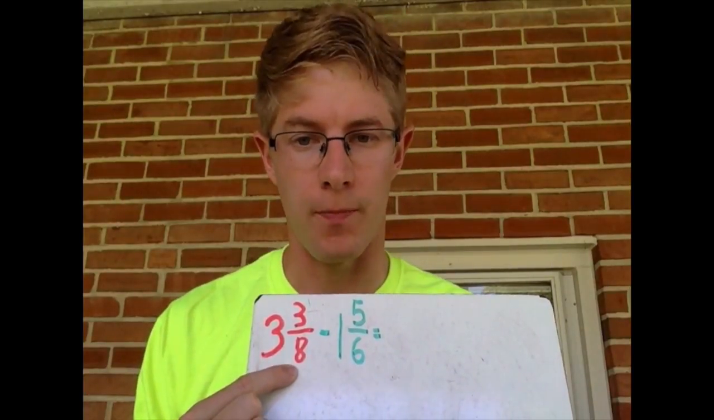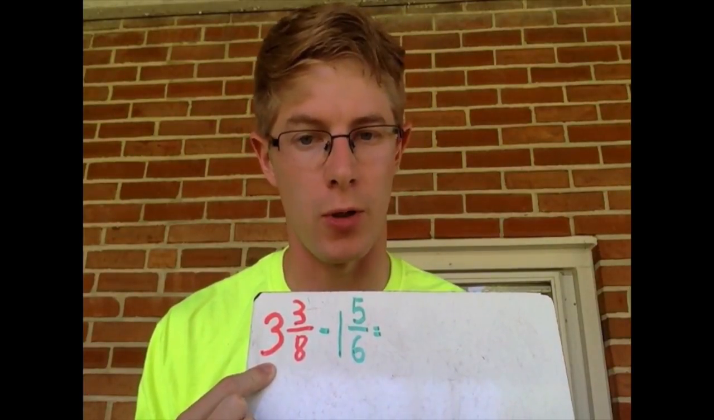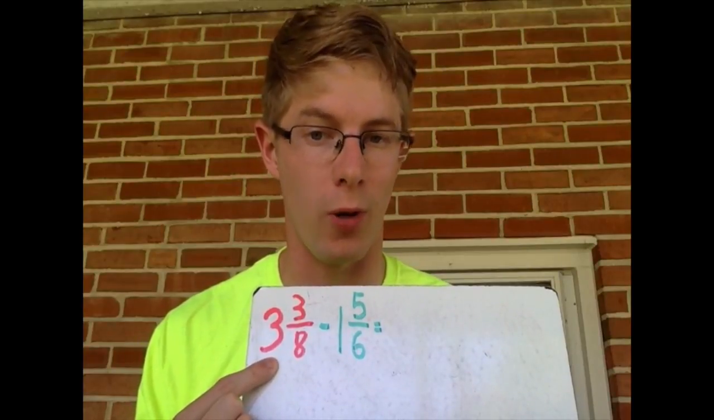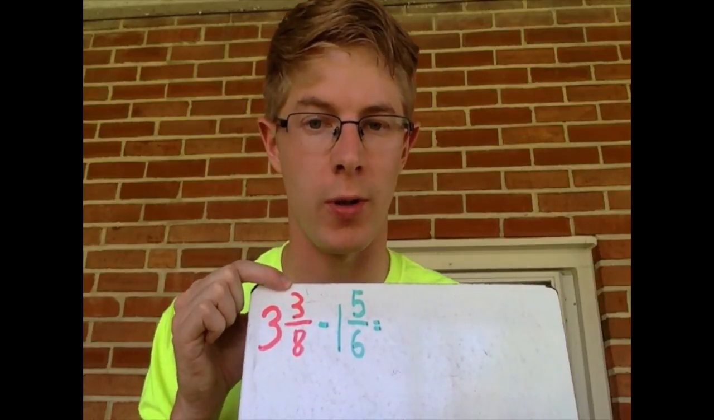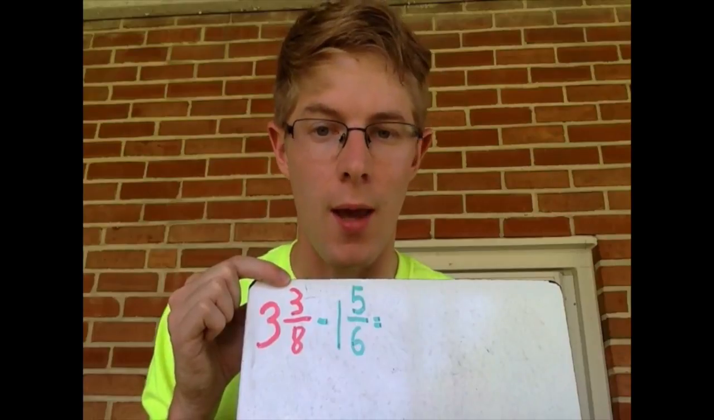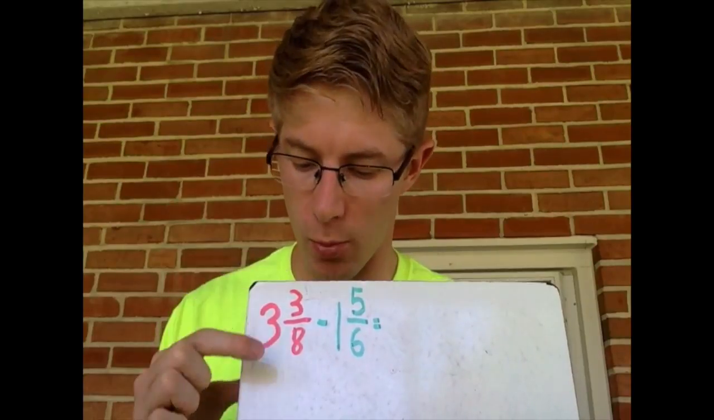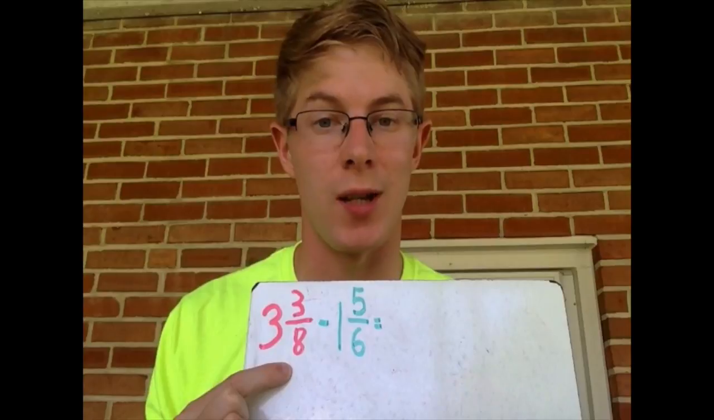We take our denominator and we multiply it times our whole number. So 8 times 3 is 24, and then you add your numerator. So 24 plus 3 is going to give me 27. That becomes then your numerator, and you put that over top of your denominator again, which stays the same.